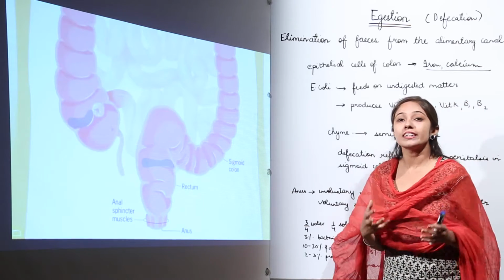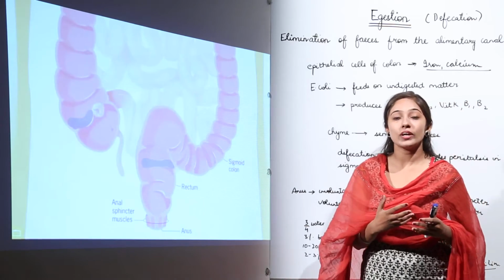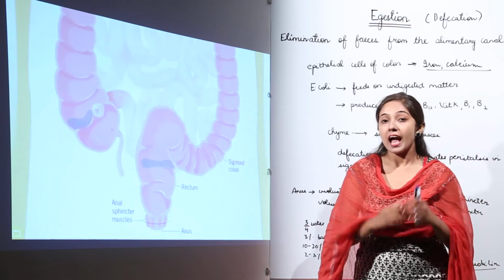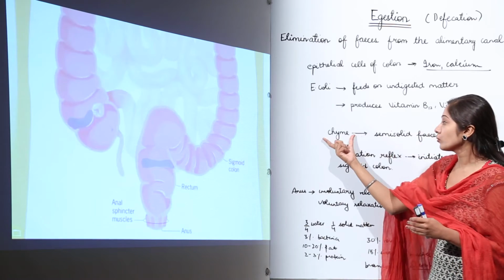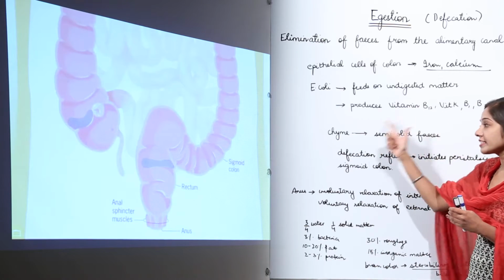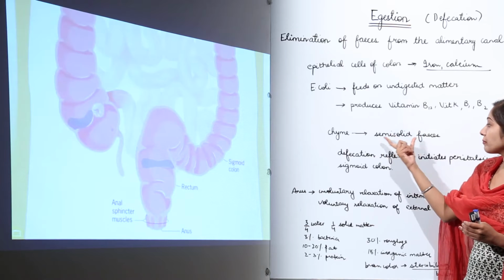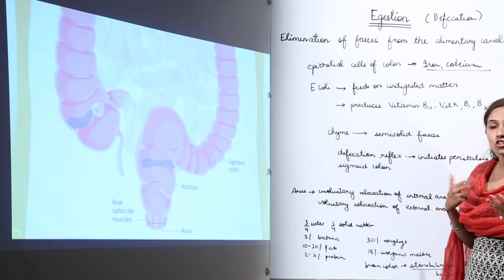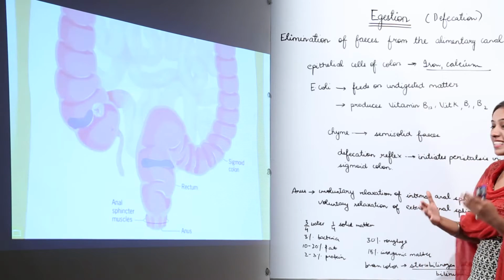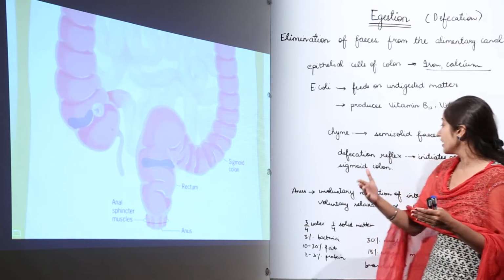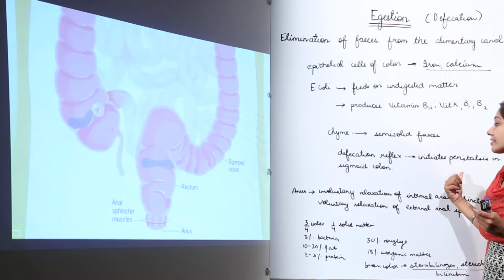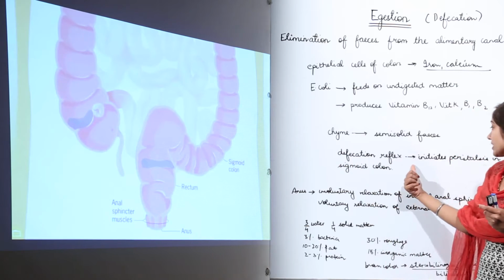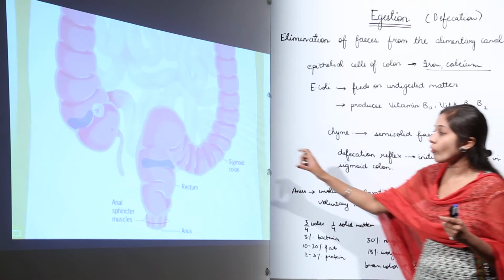When the unabsorbed food from the small intestine enters the large intestine, absorption of water takes place, and it is here that the chyme is converted into semi-solid feces. And we have a defecation reflex which initiates this process of defecation, meaning expelling out of the feces, by initiating peristalsis in the sigmoid colon.